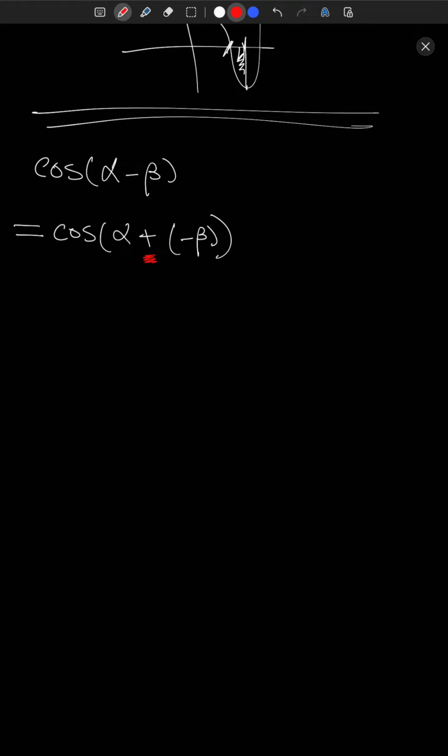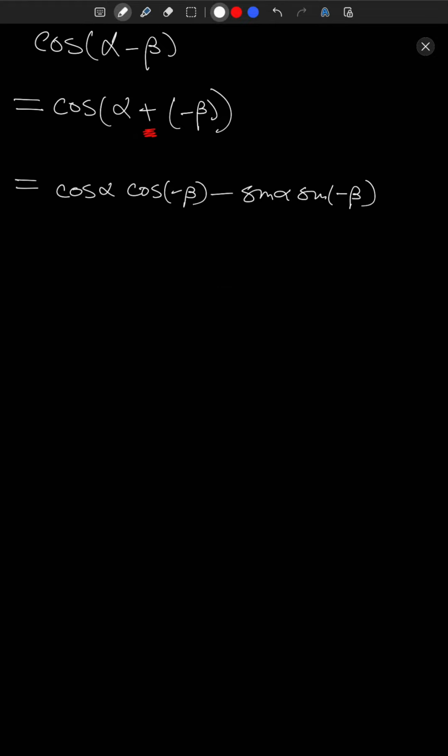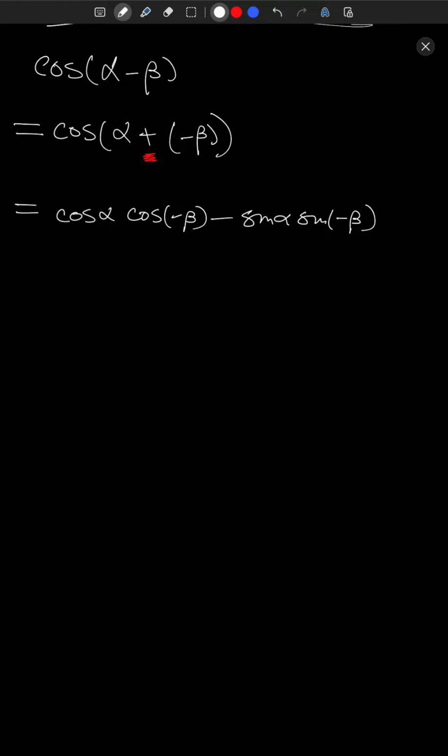And our identity that we just learned for the plus tells me this is cosine of the first times cosine of the second, minus sine of the first times sine of the second. So we don't need to memorize this identity because it's essentially secretly a version of the first identity that we just learned.